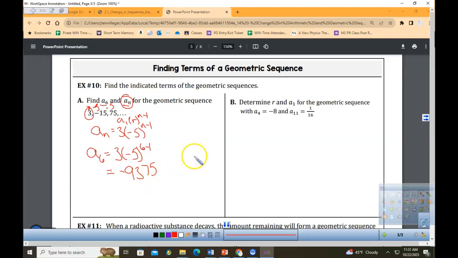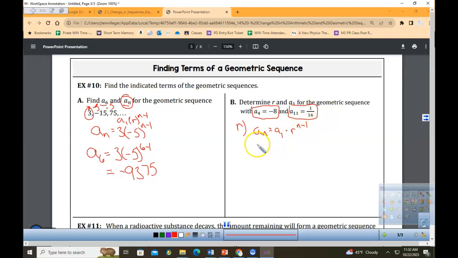Alright, let's try this one. This one's a little bit wilder. This one, they give me 2 terms. Uh-oh. And we have to find the geometric sequence. Oh no, this is a lot of work. So let's find r first. Remember, a sub n equals a sub 1 times r to n minus 1, right?